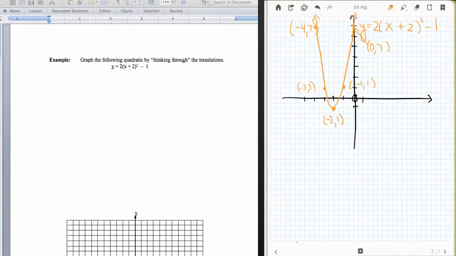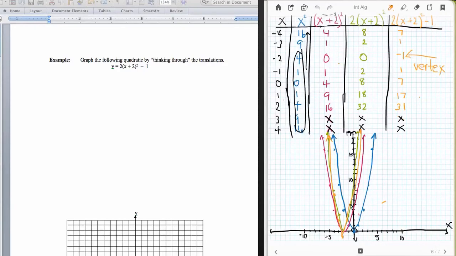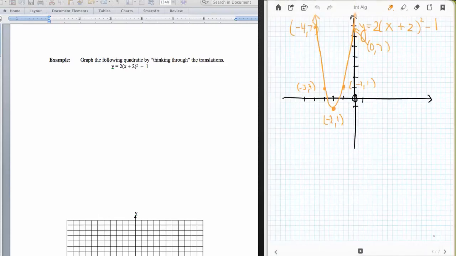Okay, so there would be our ordered pairs. Just one more flip-flop back here: -4, 7, -3, 1, -2, -1, -1, 1, and 0, 7. And those are all the exact same ordered pairs that you have over here.